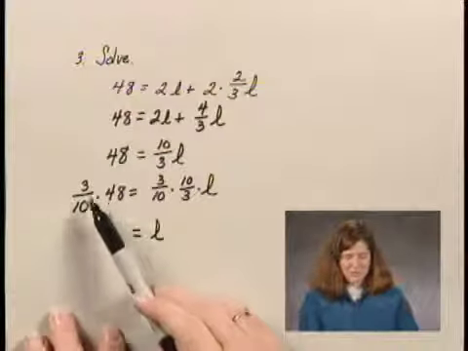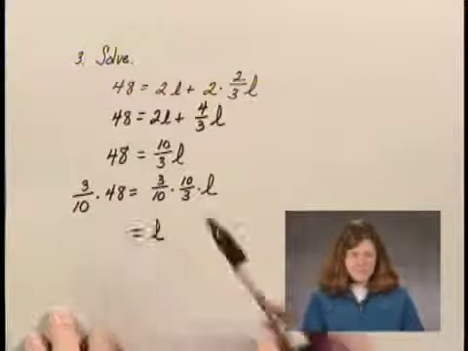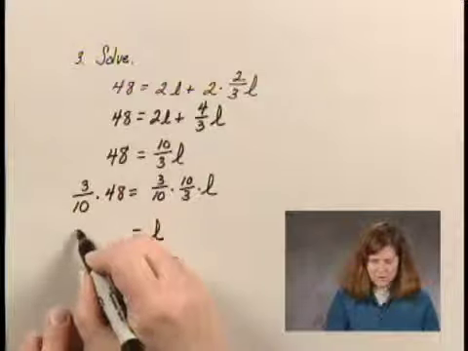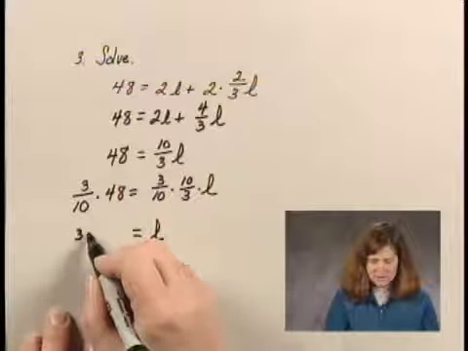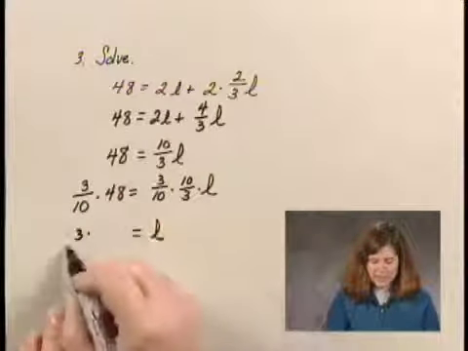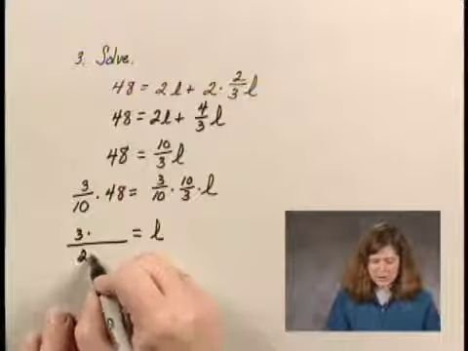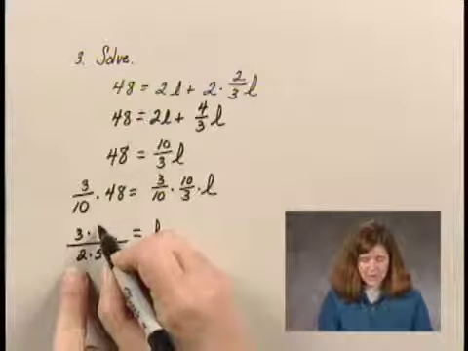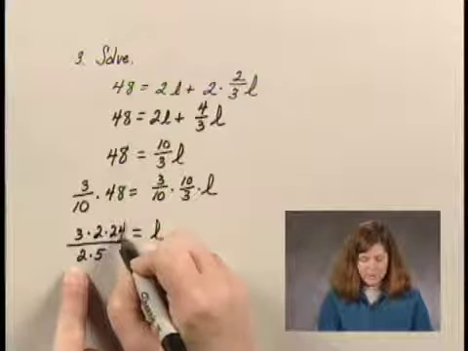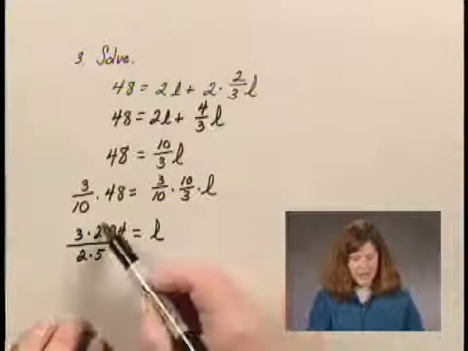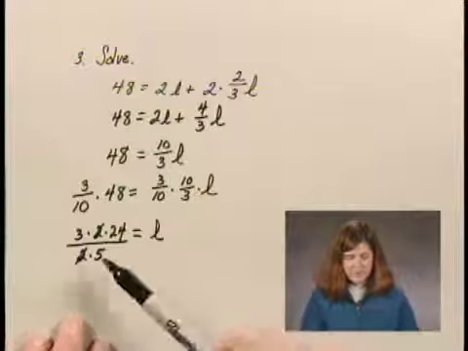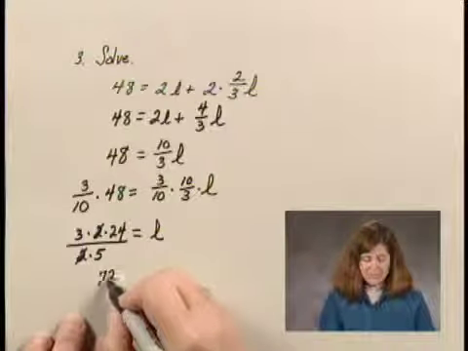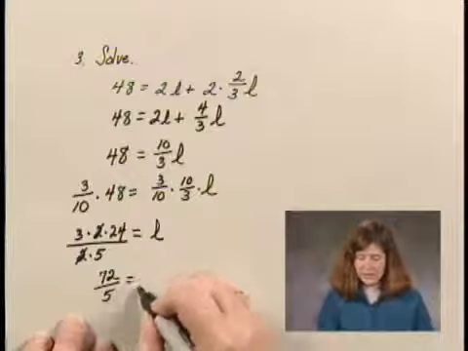Over here we have 3/10 times 48. To simplify that, I'm going to factor the denominator. This is 3 times 48, and the denominator is 2 times 5. And since there's a factor of 2 in 48, I'm going to factor 48 as 2 times 24. The 2's then cancel. There's no factor of 5 in the numerator. So I just multiply and I get 72/5 equals L.